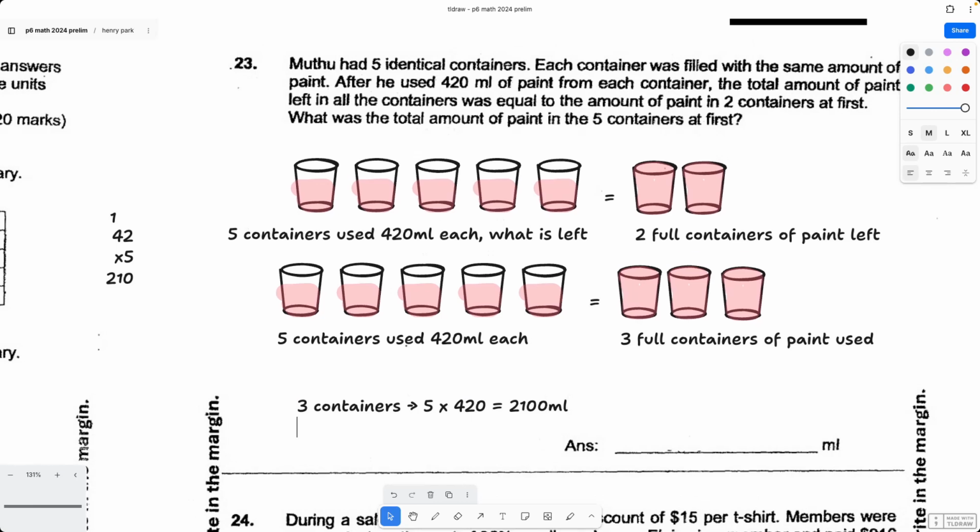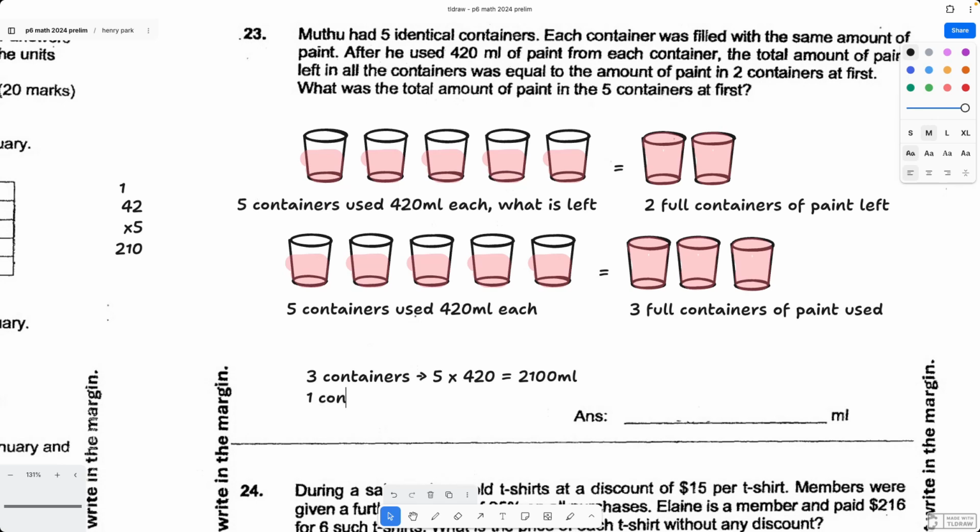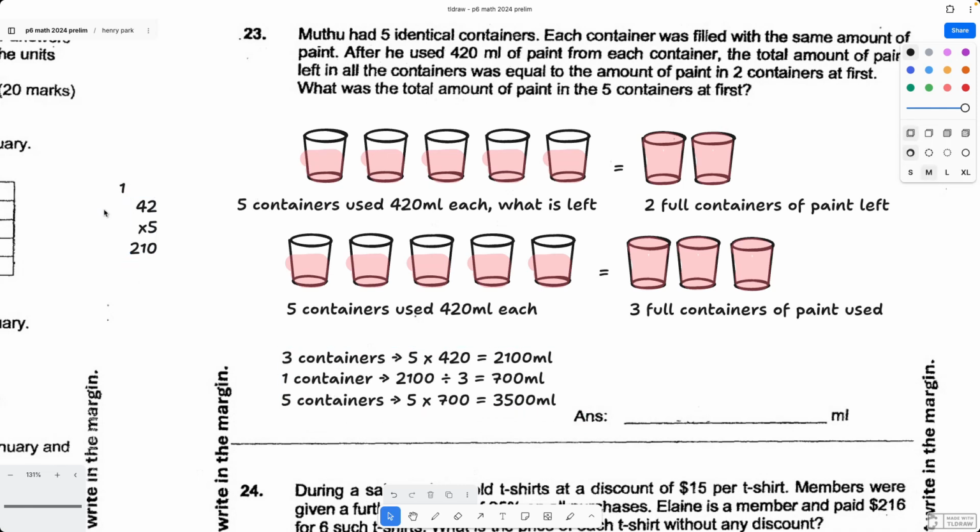Okay, so we want to find the amount of paint in the 5 containers. So 1 container is equal to 2100 divided by 3, which is equal to 700 milliliters. 5 containers is equal to 5 times 700, which is equal to 3500 milliliters. There you go, so that's the answer. The answer is 3500 milliliters. All right, let's move on to the next question.